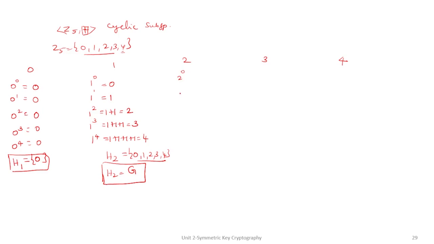Like that, we can do the same power operations for the remaining elements. So 2 power 0 is 0. 2 power 1 means 1 time if you add 2, it is 2. 2 times if you add 2, 2 plus 2 is 4. 3 times if you add 2, it is 6, and 6 mod 5 is 1. 2 power 4 means 4 times if you add 2, it is 8, and 8 mod 5 is 3. So the set of elements is a group.